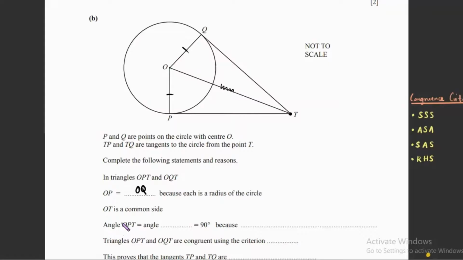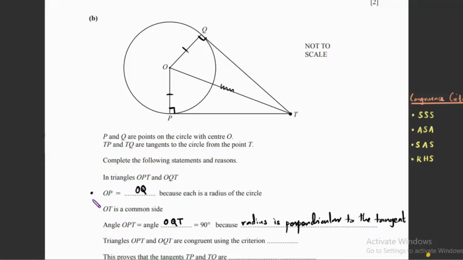Then the next one is angle OPT. So that is this angle here. And this angle OQT, they both will be equal to 90 degrees. The reason why they both will be equal to 90 degrees is because this is the radius and this is the tangent. The radius and the tangent will be perpendicular. So I can write it as because radius is perpendicular to the tangent.